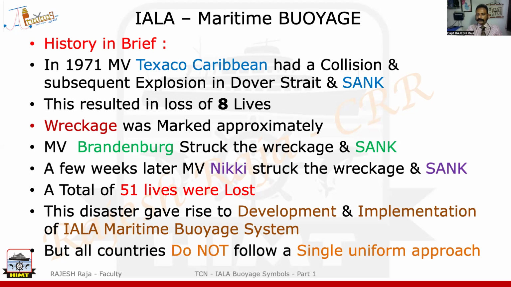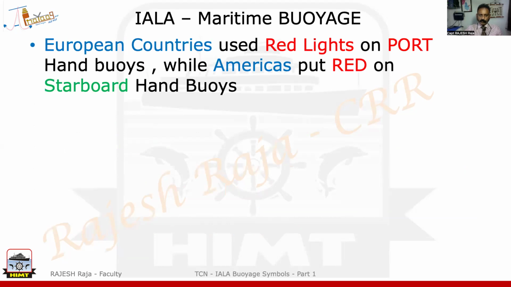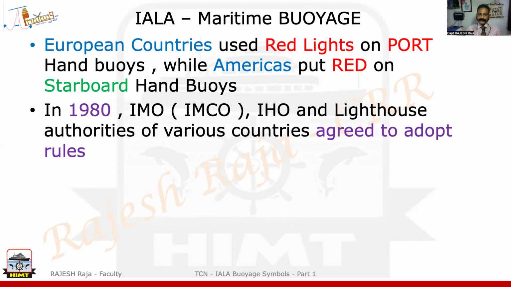The problem was all the countries did not follow a single uniform approach. A group of nations, particularly European countries, used to use red lights or red buoys on the port side. They were called port hand buoys, but you will see that American ports used red on the starboard hand buoy. Now, in 1980, IMO, which was earlier called IMCO, the IHO, and the lighthouse authorities of various countries agreed to adopt some rules so that they can have a common approach with least confusion.